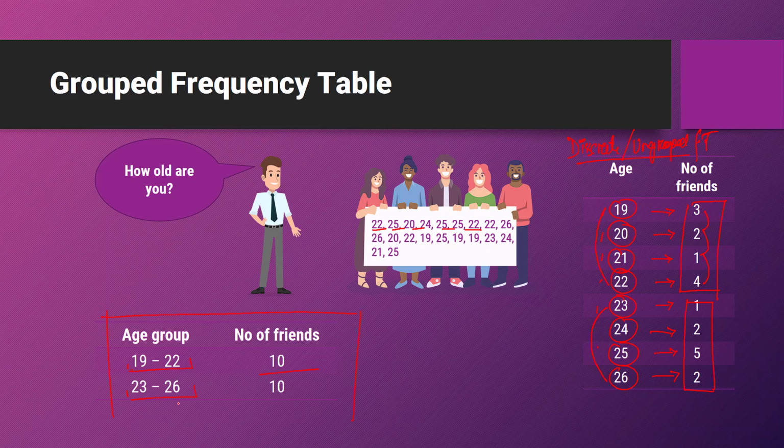So a table like this is called a continuous frequency table or grouped frequency table. Continuous frequency table. This word is more appropriate than only using grouped frequency table. So whenever you see a range like this, you call it a continuous frequency table. Whenever you see some individual values, then you call it a discrete frequency table, right?